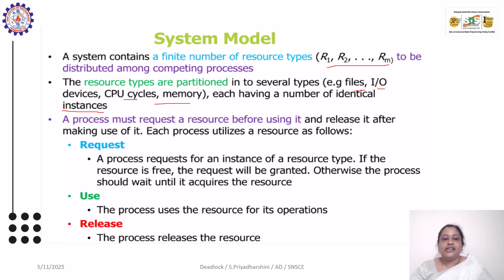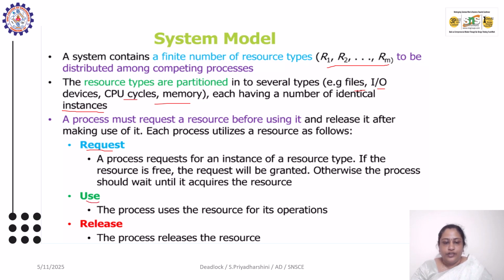Generally in a system model, a process has to utilize a resource in 3 ways. The first is called a request. Whenever a process needs some resource, it has to put a request to the system. If the resource is free, the request will be granted. Otherwise, it will be made to wait to acquire that particular resource.